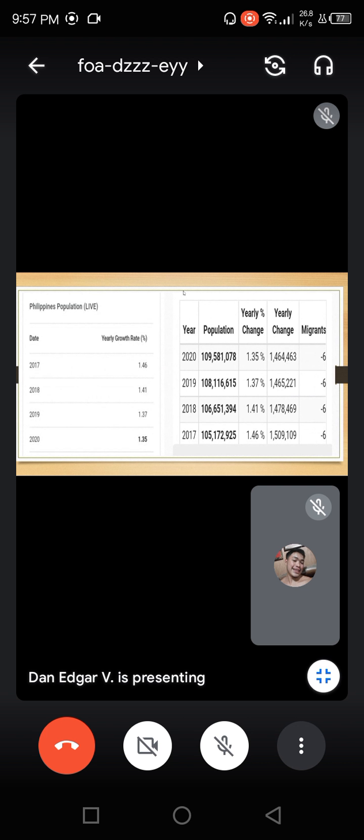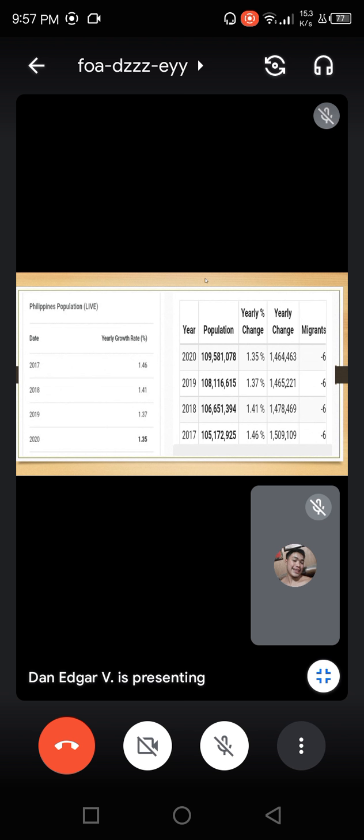Philippine population live data: year and growth rate percent. 2017, 1.46; 2018, 1.41; 2019, 1.37; 2020, 1.35.